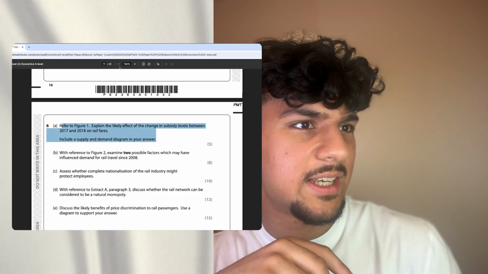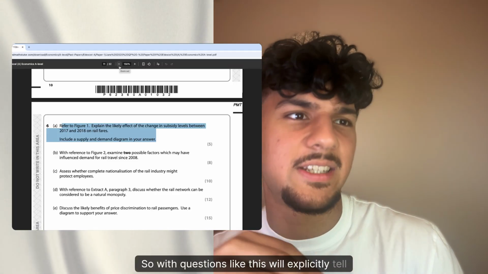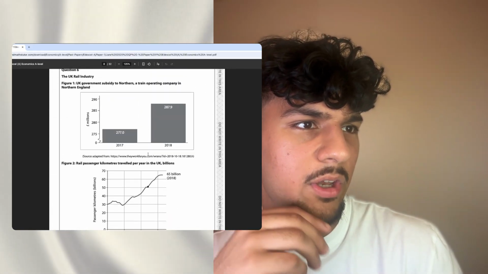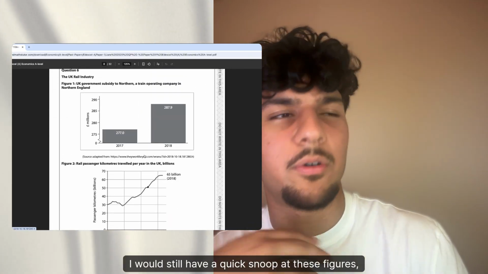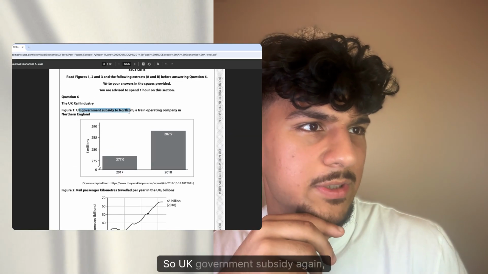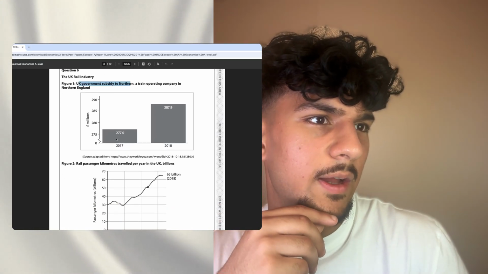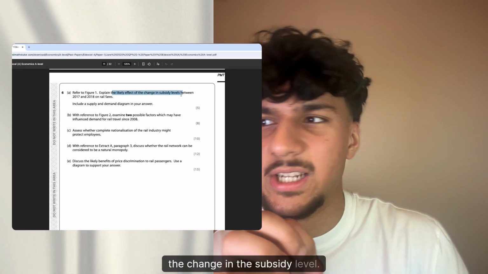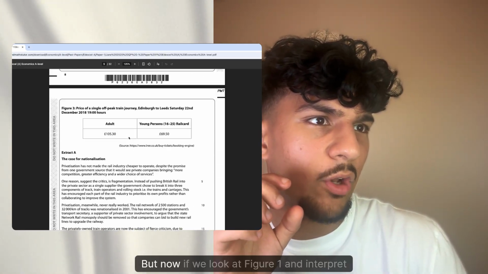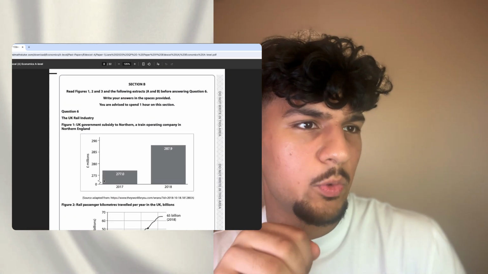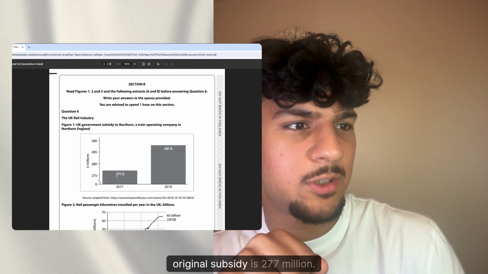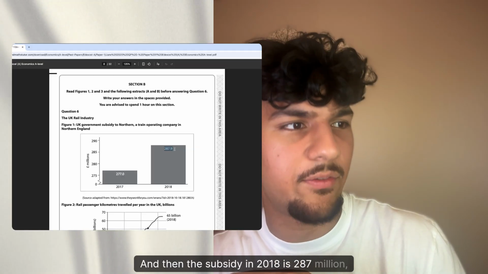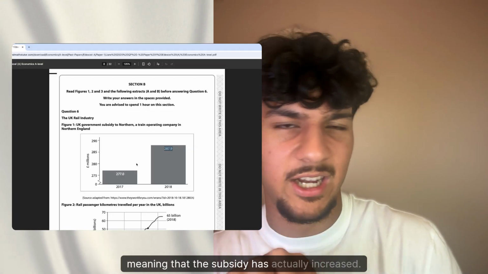So with questions like this, where they explicitly tell you which figure to refer to, it makes it a bit easier as well. So let's have a look at figure 1. I would still have a quick snoop at these figures, but for time's sake we'll just look at figure 1. UK government subsidy, again it's a really good title. The question is asking us the likely effect of the change in the subsidy level. They haven't specified, but if we look at figure 1 and interpret it, we see the original subsidy is 277 million, and then the subsidy in 2018 is 287 million, meaning that the subsidy has actually increased.